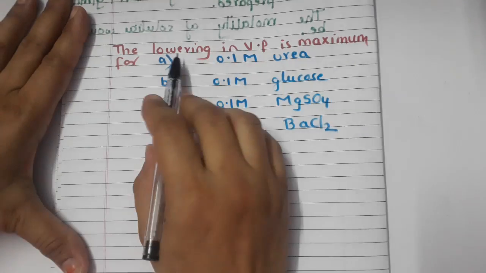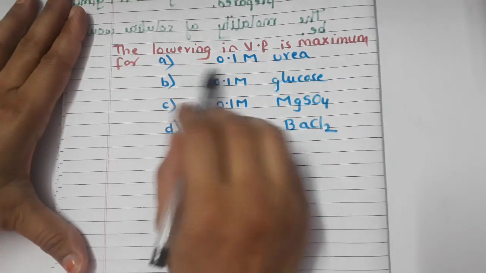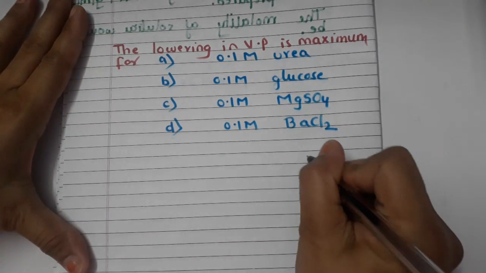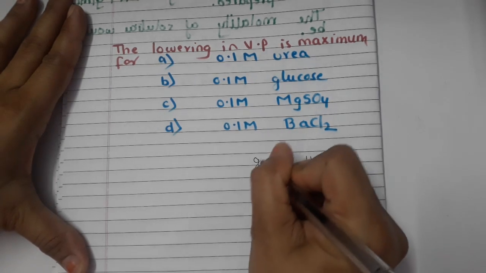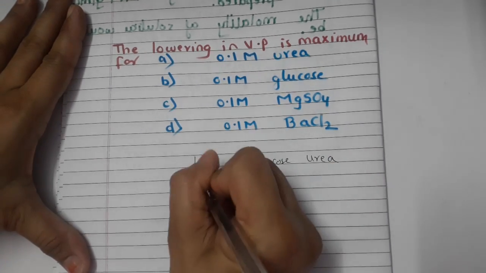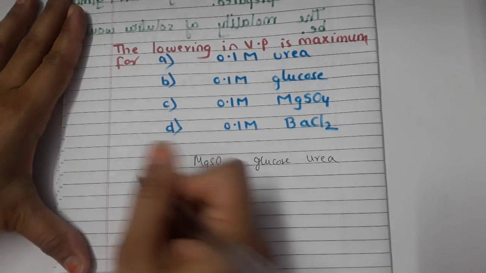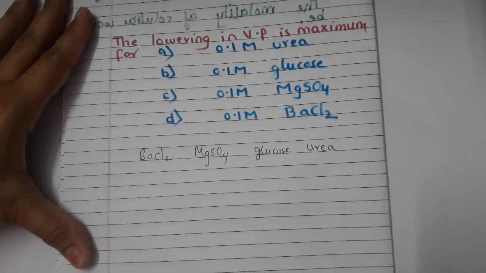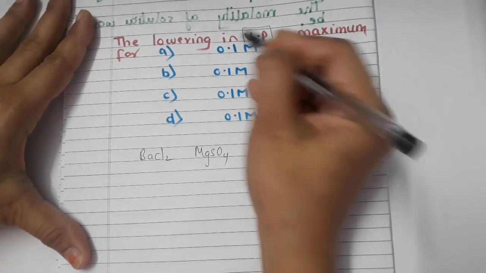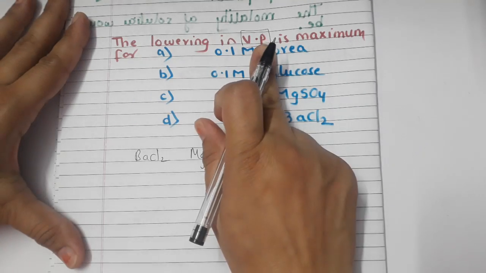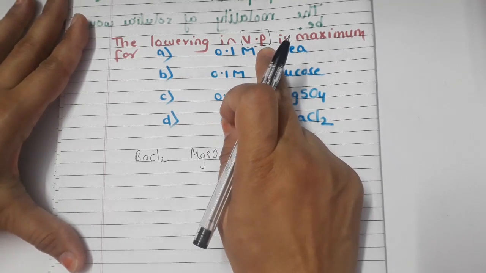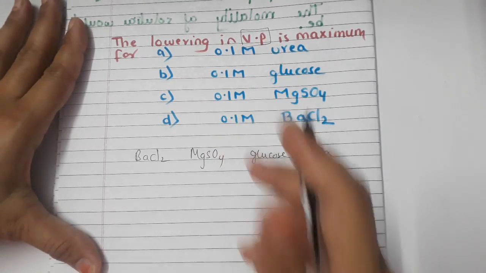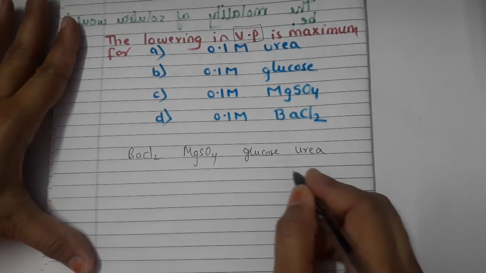Now the question is, lowering in vapor pressure will be maximum for which solution? Whether it is urea, glucose, magnesium sulfate, or barium chloride. Now this should be very clear in our mind: what is vapor pressure? Vapor pressure is the pressure exerted by the vapors which are present above the liquid, isn't it?